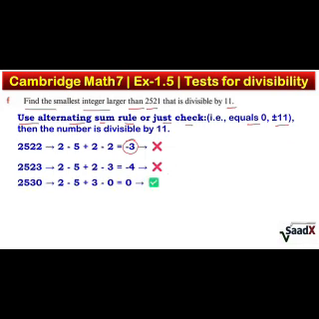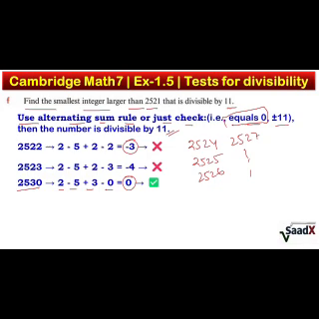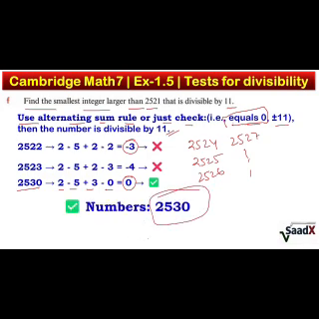And finally, look at 2524, 2525, 2526, 2527 and so on. Once you check by alternating summation, those numbers cannot be divided by 11. But look at 2530, where 2 minus 5 plus 3 minus 0, the result is 0. So we know that equal to 0 means it's divisible by 11. So the number 2530 is our right answer.